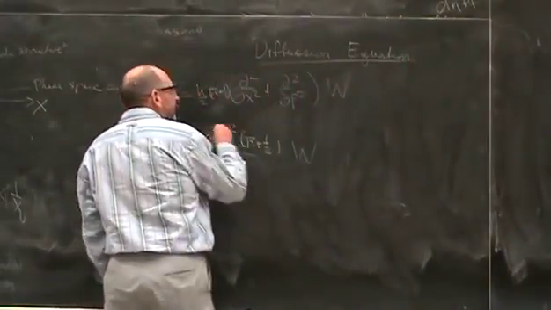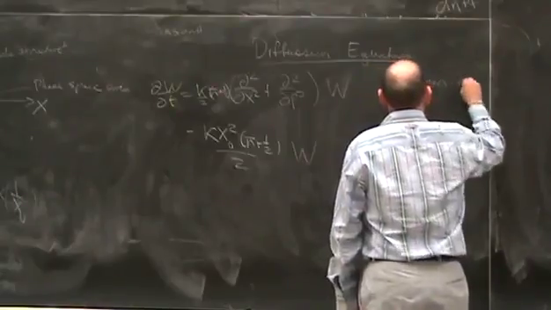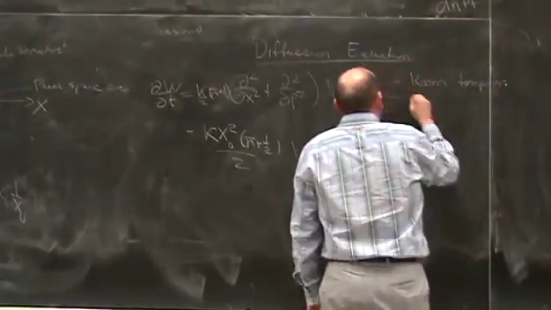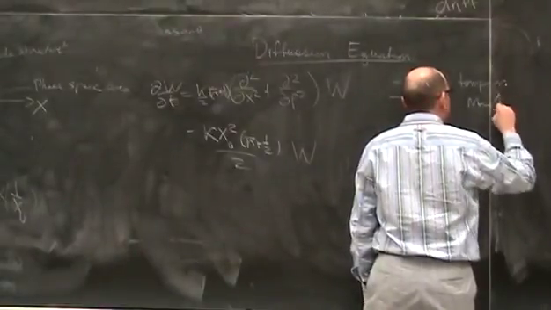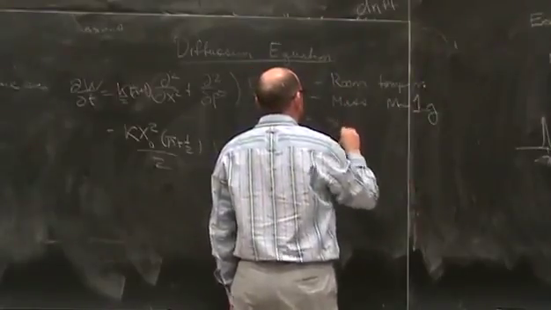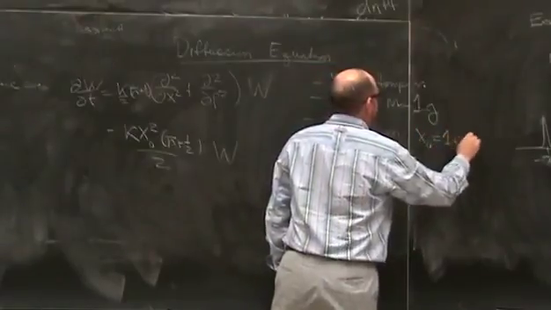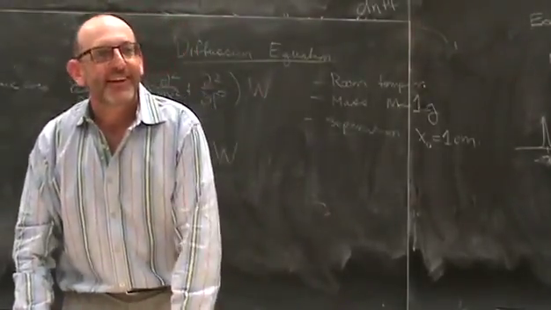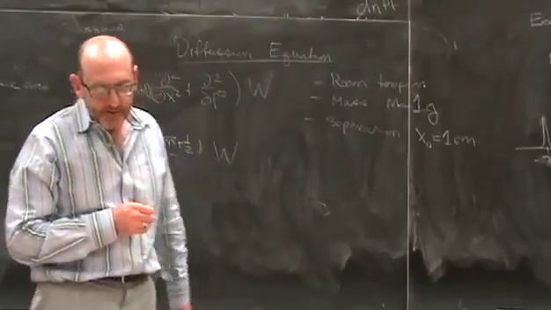So let's say that we have room temperature. We have a mass m of a gram. And a separation of a centimeter. You can tell what generation Wojciech was in because he used CGS units. So let's see. What was I going to say? Oh, yeah. So let's take a look at this.